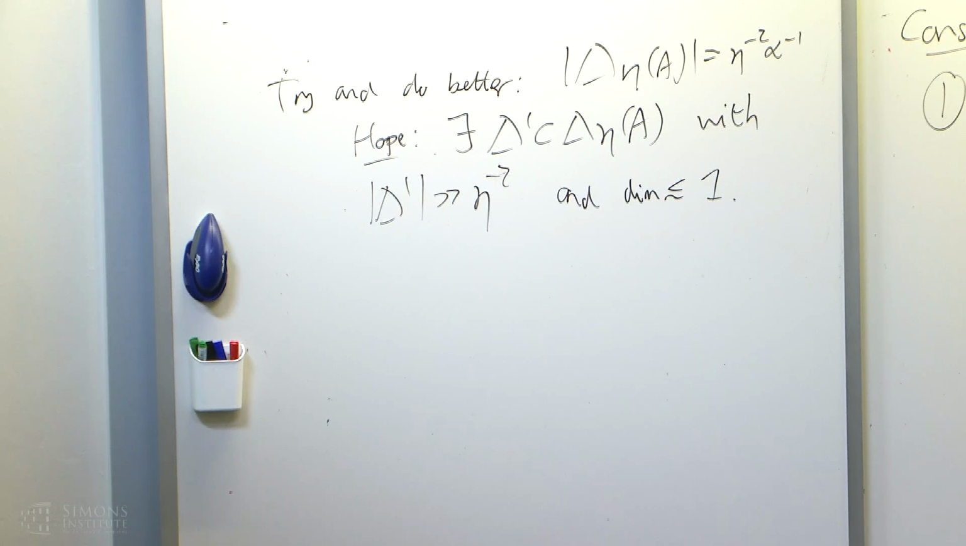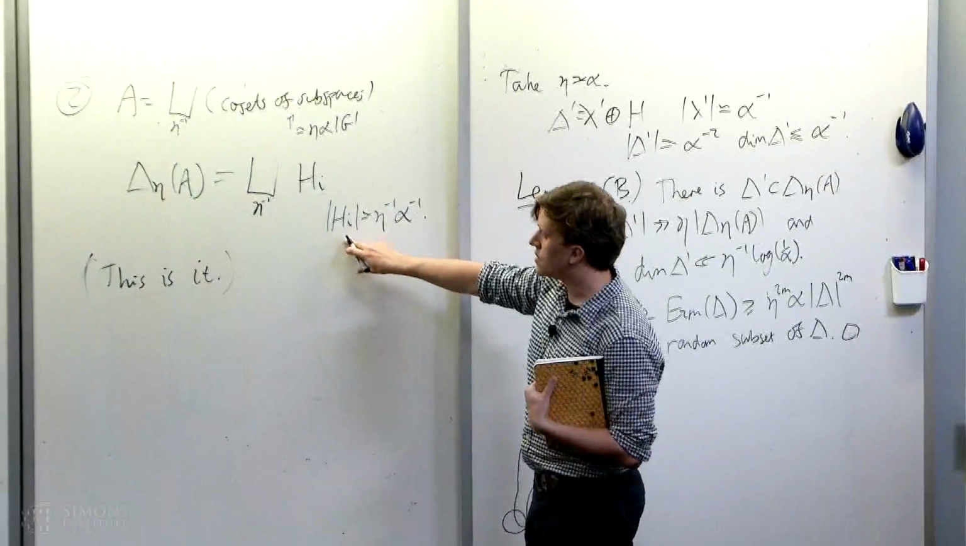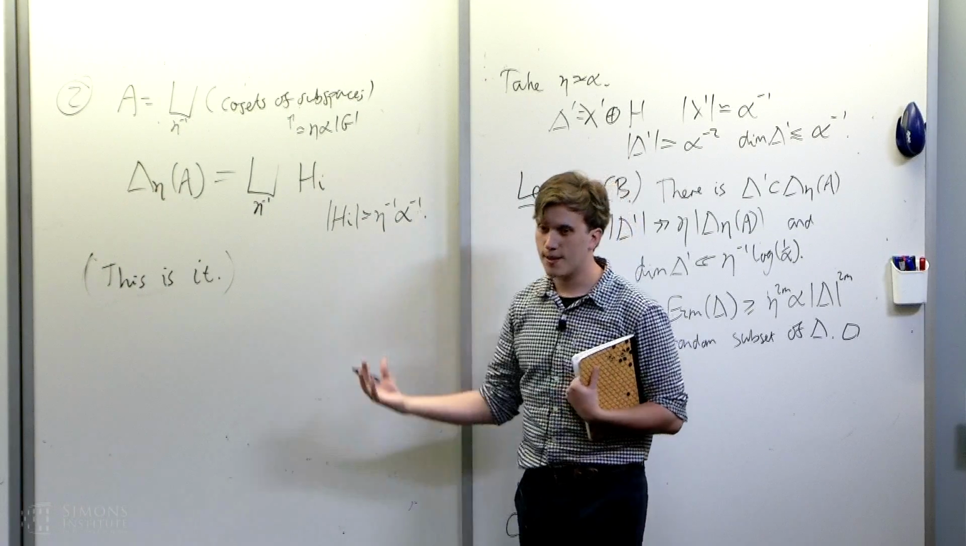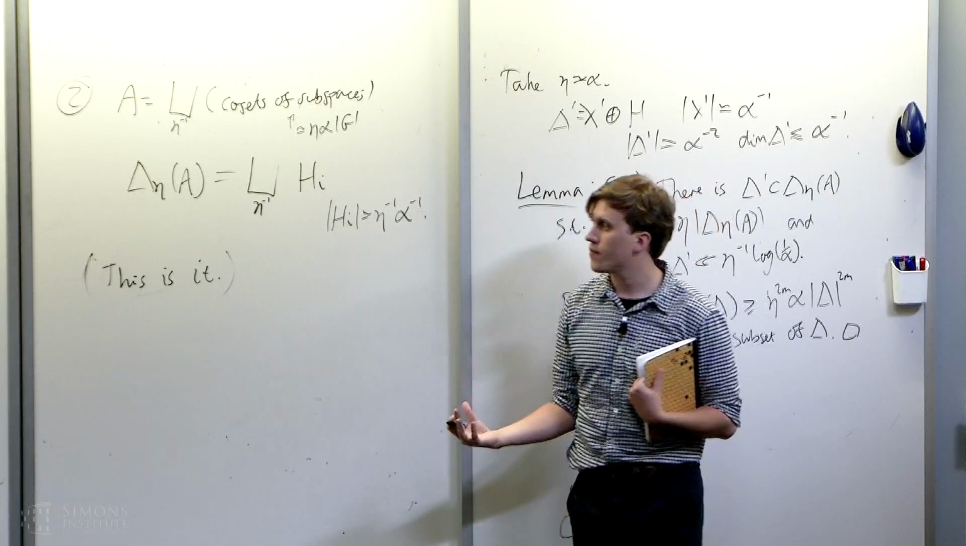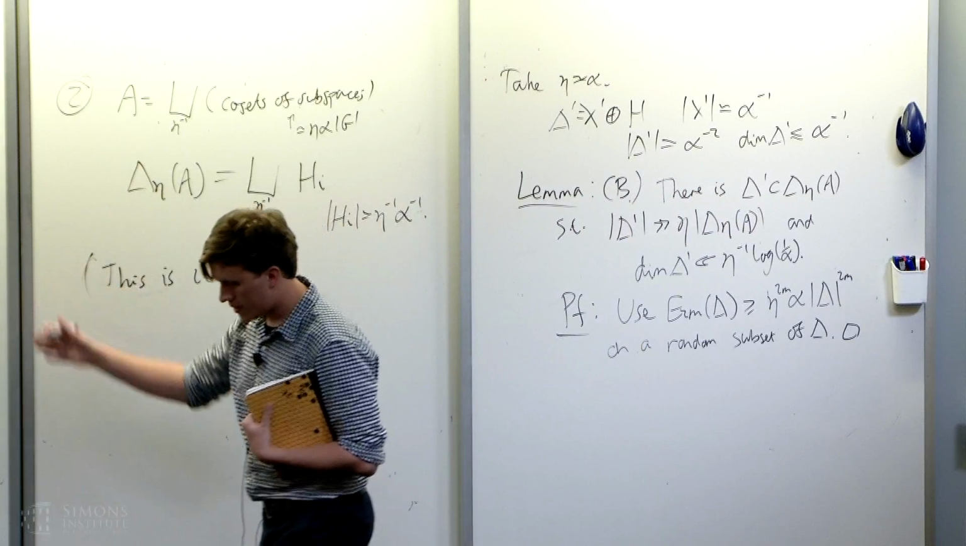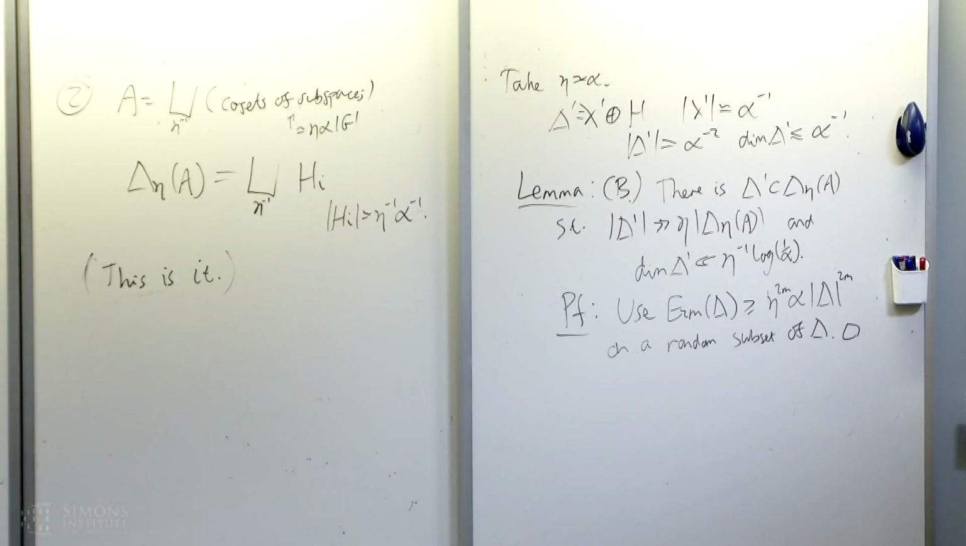But let's just actually think about these two examples again. In this case, we can prove it, right? Because it's true. So in this case, the size of the subspace is eta to the minus 2, and it's a subspace. It has dimension very, very small. And in this example, we can't prove it. But what do we notice about this example and the way we constructed it? In fact, H has size alpha to the minus 1.